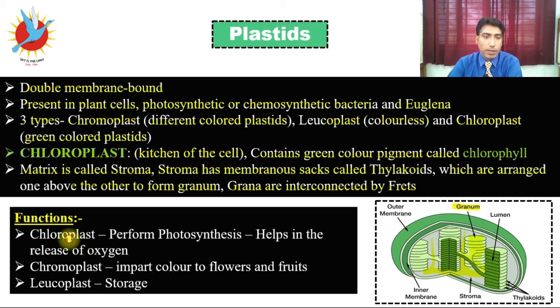Functions: chloroplast perform photosynthesis, helps in the release of oxygen and formation of glucose or starch in the plant body. Chromoplast, because it may vary in color, helps in imparting color to the flowers and fruits. Leucoplast, being a colorless plastid, only stores various materials like protein, fats and carbohydrates.